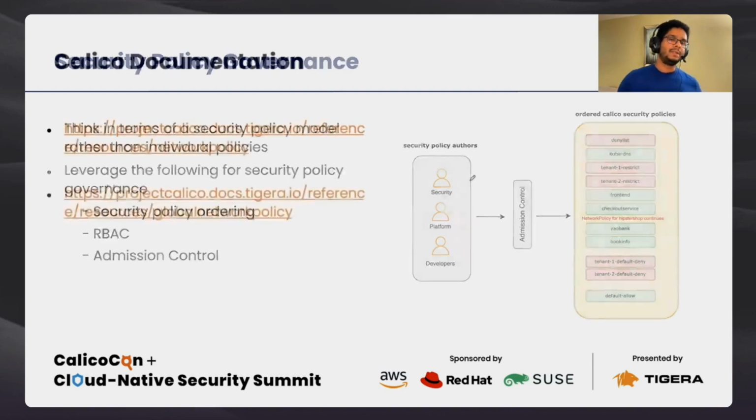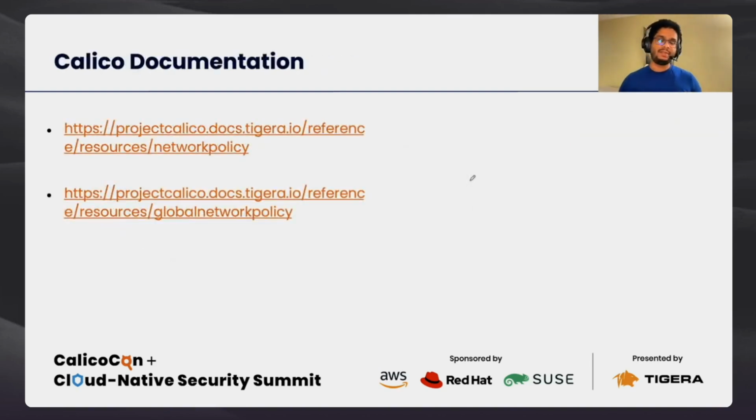Alrighty, so there's a lot going on in a Calico policy, and I think we've simply scratched the surface here. The best place to understand all the features, all the capabilities, all the fields and operators available in a Calico policy is to refer to the documentation. I've put the link here to the network policy and the global network policy documentation for Project Calico.